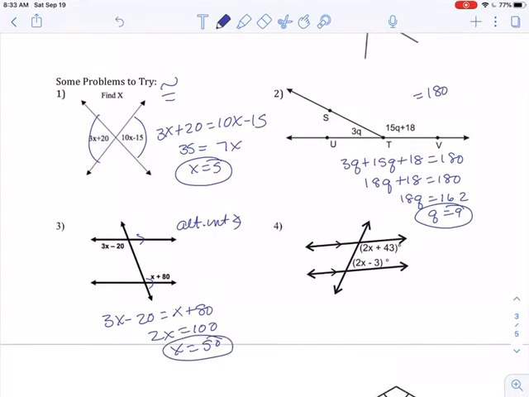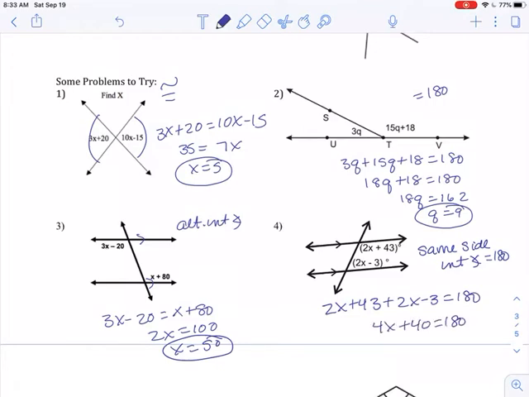Number four, the symbols there, these are same side interior angles. And same side interior angles equal 180. They are not congruent to each other, so I have to add them and set them equal to 180. Those are like terms, so I have 4x plus 40 equals 180. I subtract 40, I divide by 4, and x equals 35.